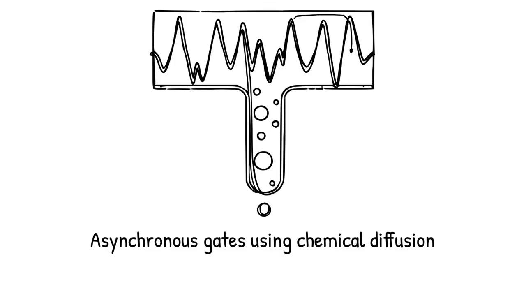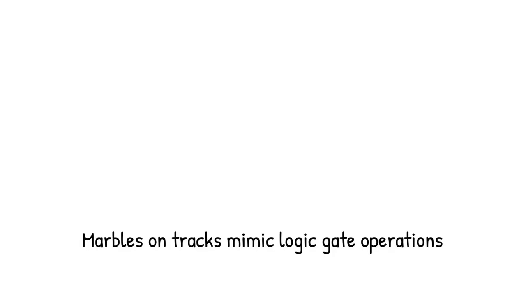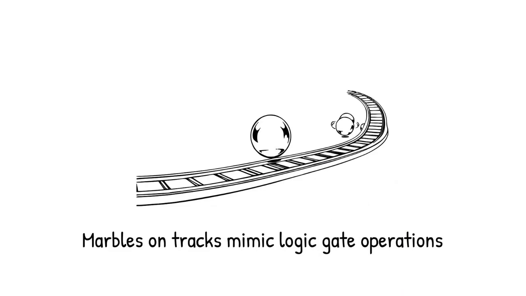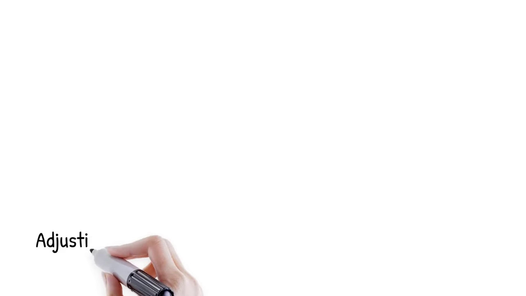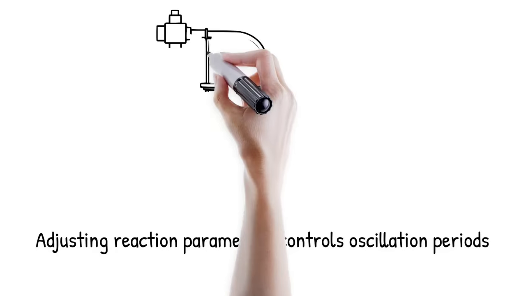A T-shaped microchannel filled with BZ solution acted as an AND gate when two input pulses were required to trigger an output wave. It's like marbles rolling down tracks that only release a final marble when two side marbles arrive simultaneously. Chemical oscillators exhibit periodic concentration peaks governed by autocatalysis and feedback inhibition.